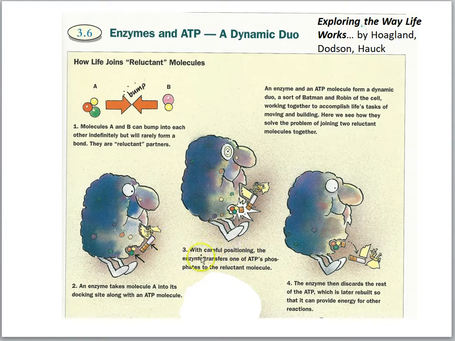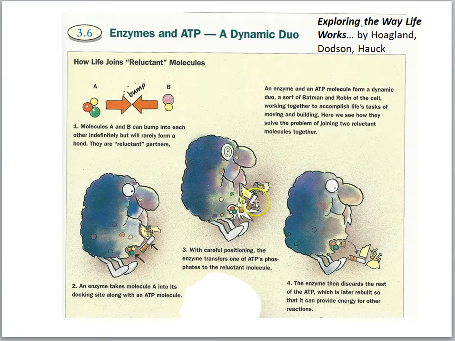With careful positioning, the enzyme transfers one of ATP's phosphates to the reluctant molecule. So here we see one of the little orange blocks, that's a phosphate group, has been transferred to molecule A. And that results in an ADP, adenosine diphosphate.